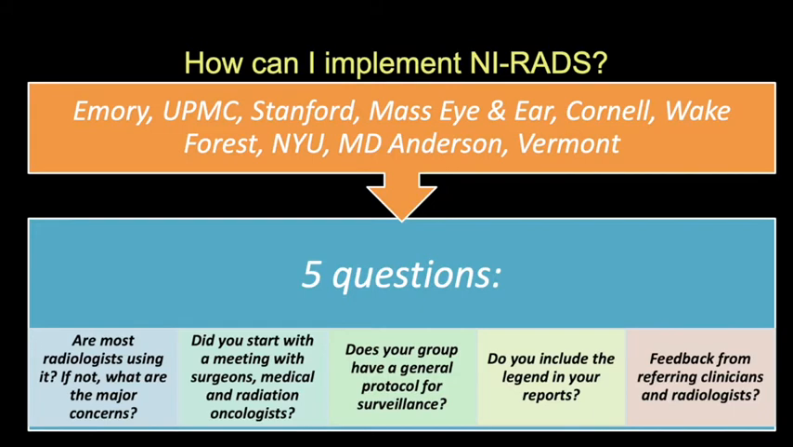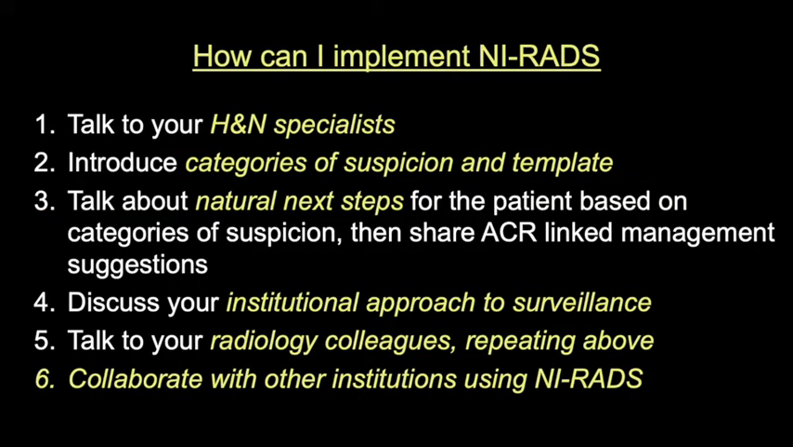Using this information, I came up with 6 steps that we're going to review on how you can implement NI-RADS. The first step is to talk to your head and neck specialists, the stakeholders. The second is to introduce the categories of suspicion and the template. The third is to talk about all the possible natural next steps on how to manage patients in a post-treatment surveillance time period. There are limited steps, so that really helps the task feel less daunting in coming up with management guidelines. Then discuss your institutional approach to surveillance.